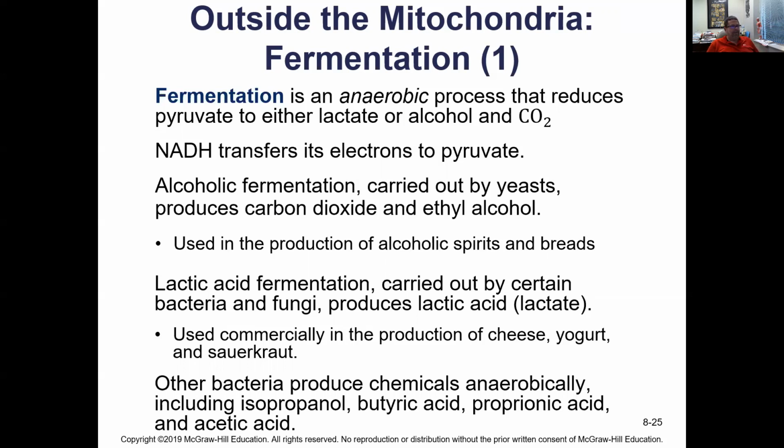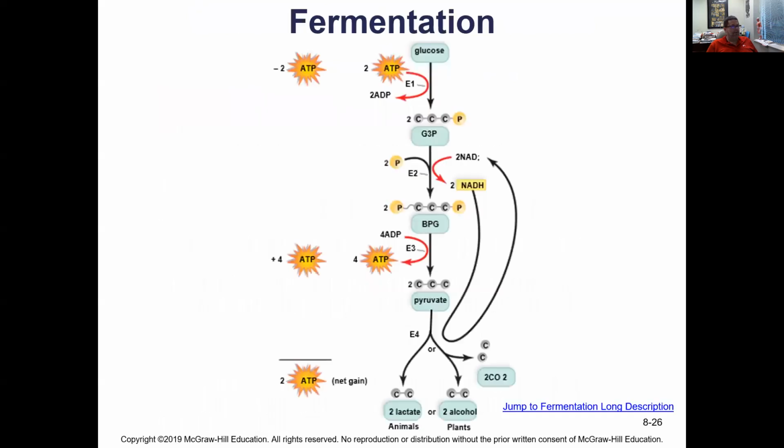Okay, lactic acid fermentation, look here. Other cool stuff: lactic acid fermentation is carried out in certain bacteria and fungi that produce lactic acid, used commercially to make cheese, yogurt, and sauerkraut. Other bacteria produce chemicals anaerobically, including isopropanol, propionic acid, and acetic acid. So these are pretty cool. Here's the equation for fermentation.